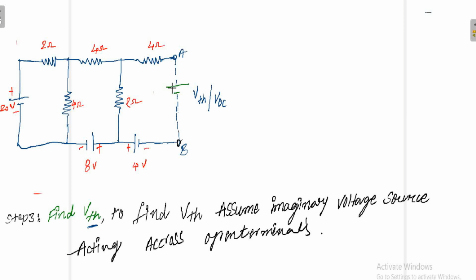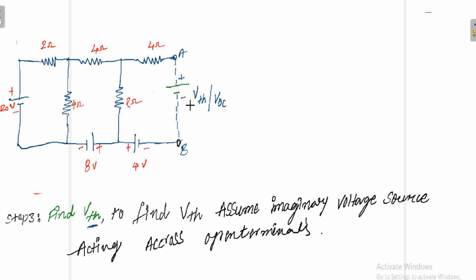How to find this VTH? You can assume positive, negative, or negative, positive. There is no problem. There is no restriction that you have to keep positive on the top side and negative on the bottom side. You can keep it in any way.